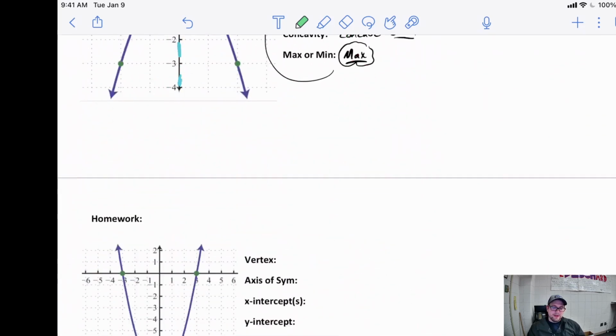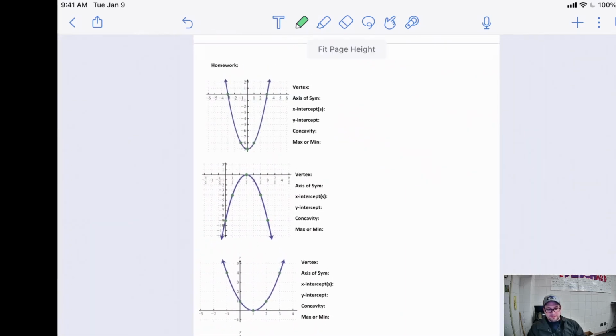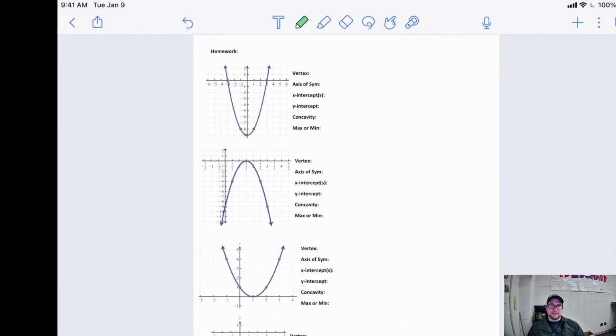Nice job. For your homework, there are 4 problems down here that you guys are going to tackle and complete. If you have any questions, please make sure you're reaching out. It's really important that we understand this stuff.